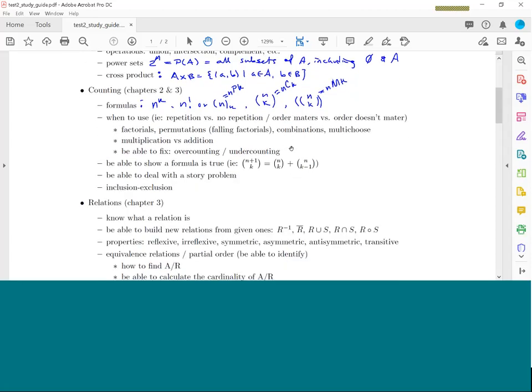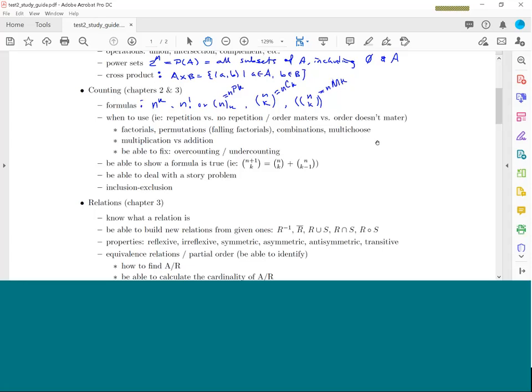Where were we? Right, counting. So in terms of counting, you've got those main formulas of the exponential format, the factorial or falling factorial format, n choose k or n multi-choose k. You want to make sure you remember how to actually calculate all of these different guys. And you want to make sure you know when to use each of these different guys.